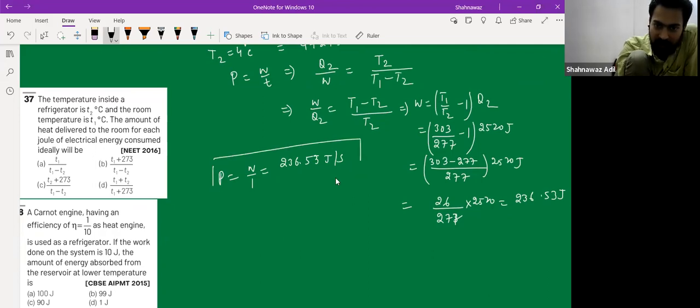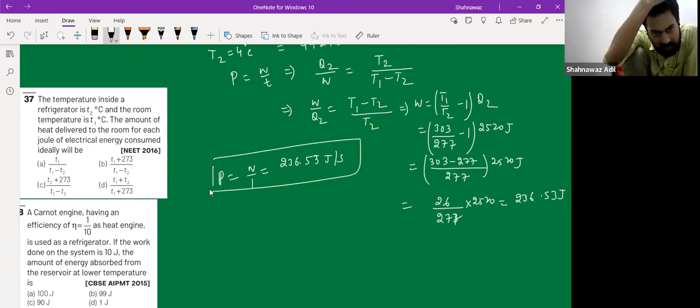Okay, so this is the answer. And what about this 37th number question? Okay. Any idea how we should do this question? Guys, any help? Any suggestion? Anything?